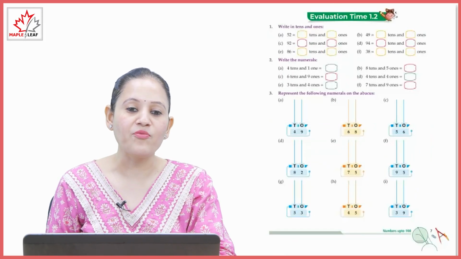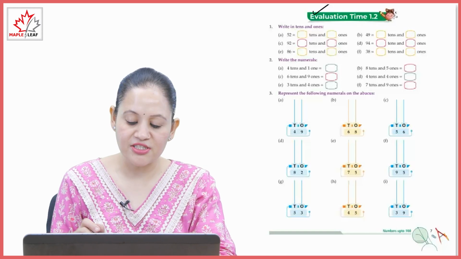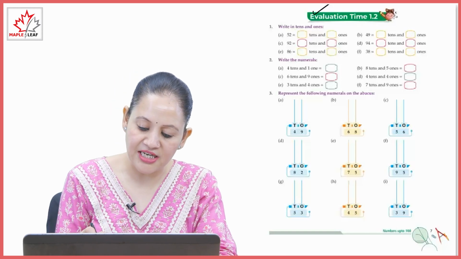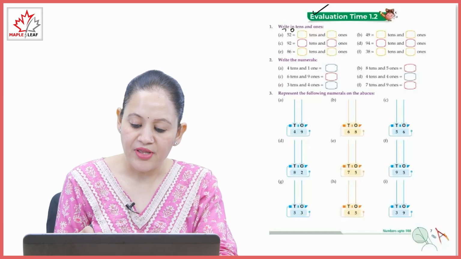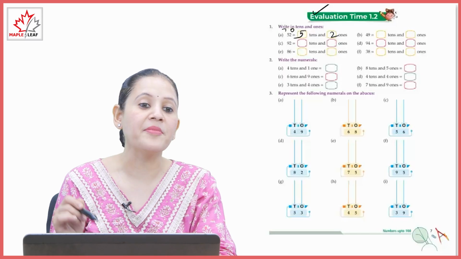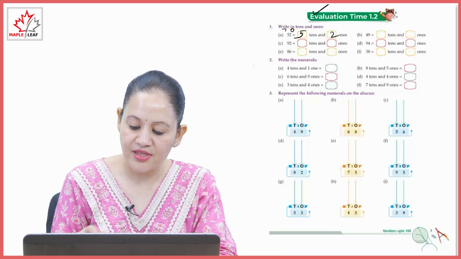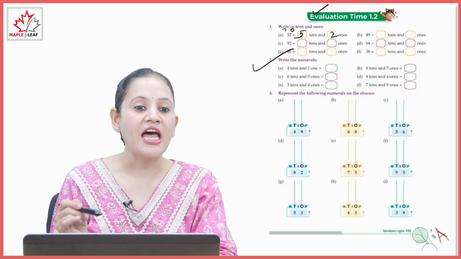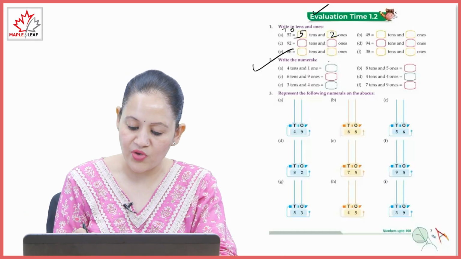Next is evaluation time 1.2. Write in tens and ones. 52. So start from the right. First number is of ones, next is tens. So we'll write 5 tens and 2 ones. That makes 52. Clear? Next, write the numerals. 4 tens and 1 one. 4 tens means 40 plus 1, that is 41.